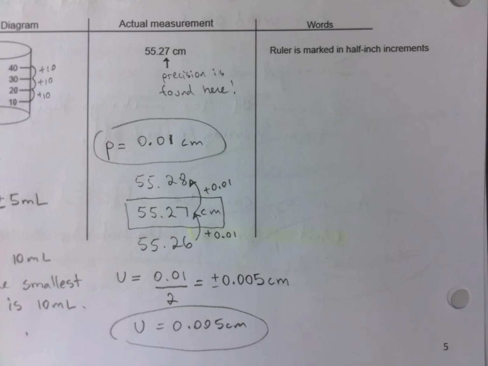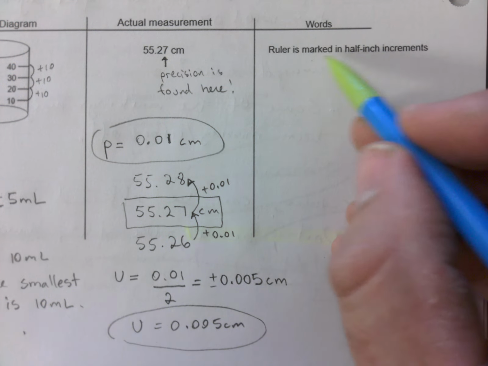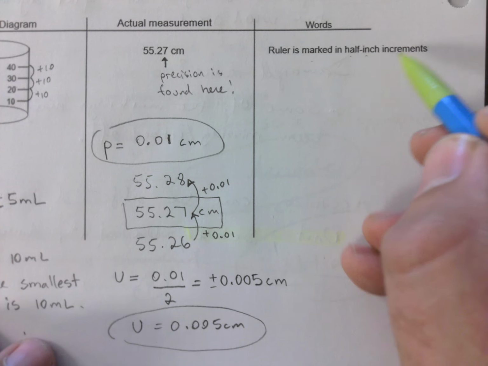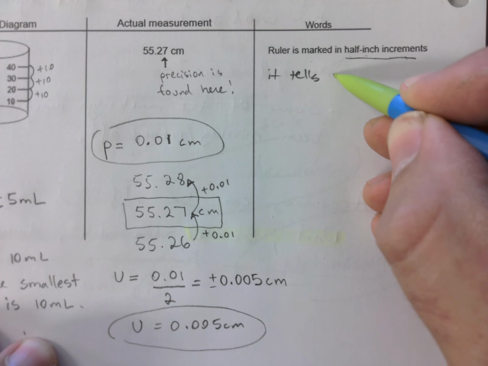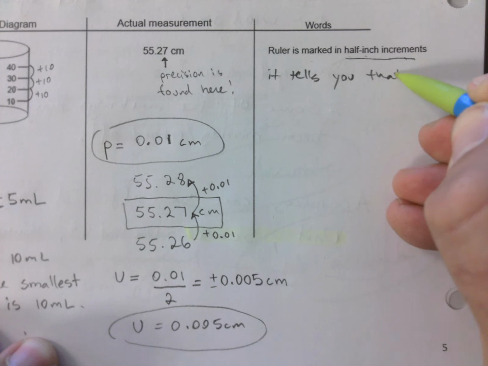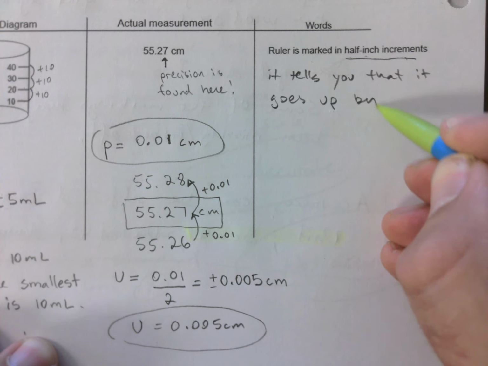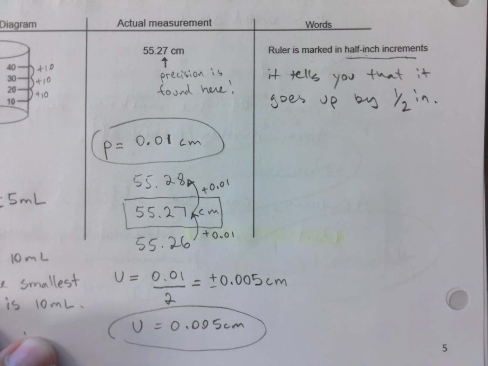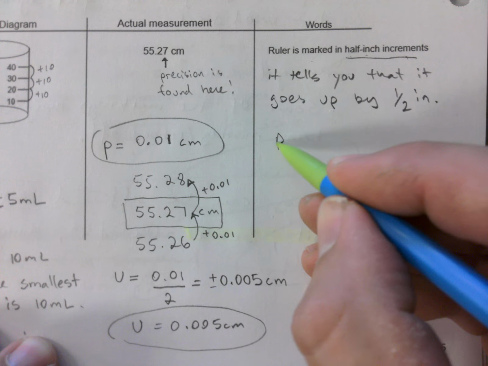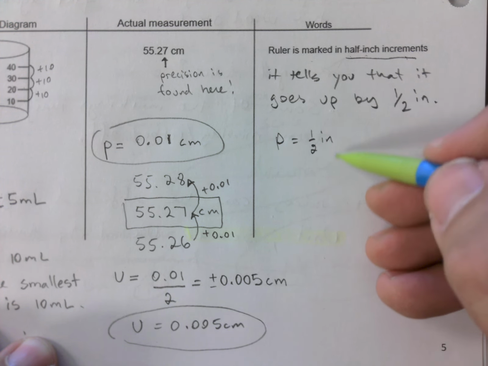Words. A ruler marked in half-inch increments. Actually, to me, this is the easiest one. Marked in half-inch increments. It's telling you, right? It tells you that it goes up by half an inch. Right? It tells you that. So what's the precision? Yeah, 0.5 inches. You can do fractions.